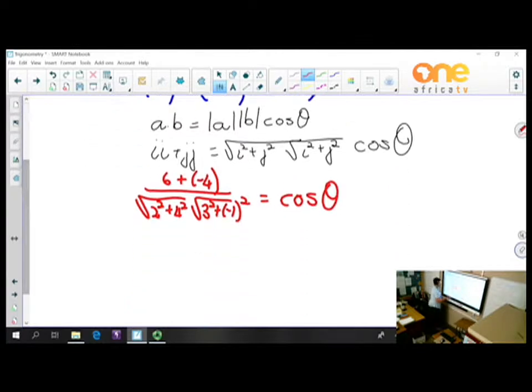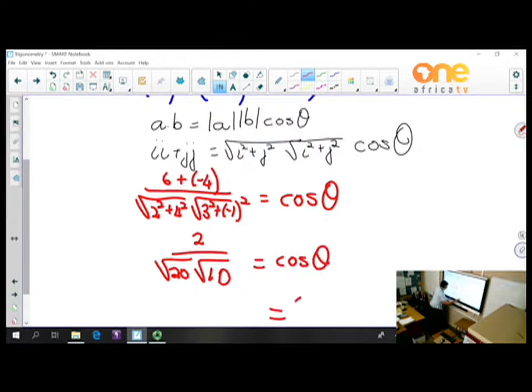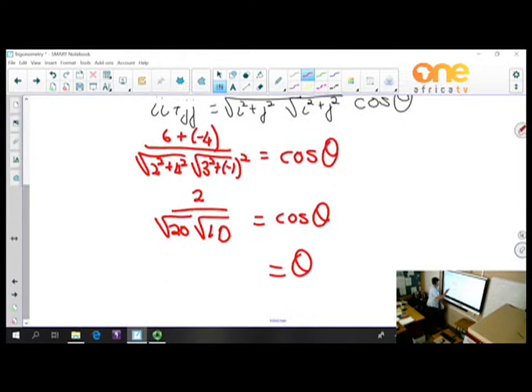So to find your angle there now, first you have to do these calculations. It's a good idea to always write it down. We have then 2 over the square root of 20 times the square root of 10 is equal to cosine theta. And now you can press second function cosine of 2 divided by square root 20 times square root 10, and my answer is 81.9 degrees. Make sure that you get that same answer there.